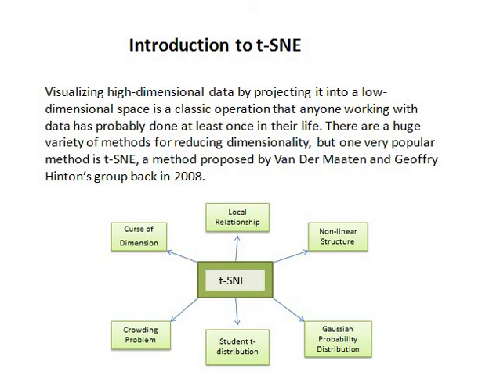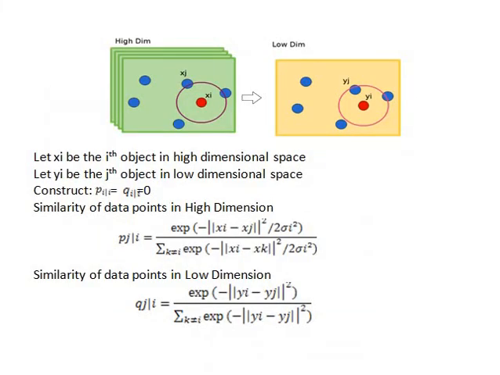t-SNE tries to capture local relationships between the data points, as well as preserve non-linear structure. It tackles the problem of the curse of dimensionality, and also the crowding problem. It also uses a Gaussian probability distribution as well as a t-distribution. So t-SNE is a very popular method. It was proposed by Laurens van der Maaten and Geoffrey Hinton. So let's see the procedure of t-SNE.